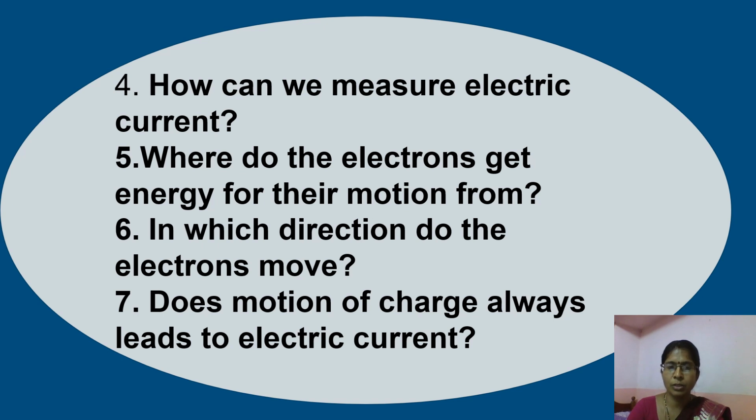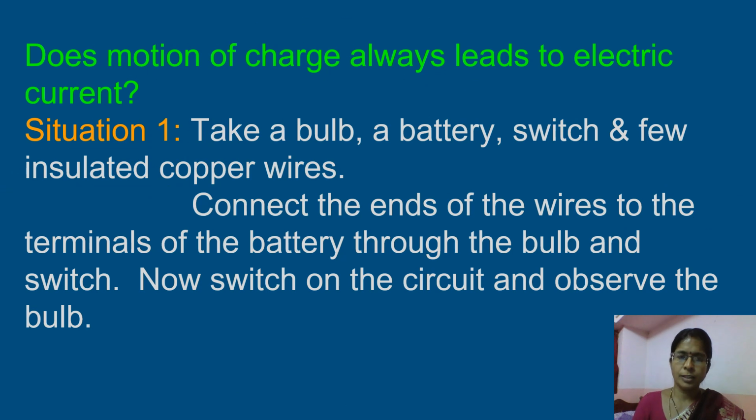So to put an end to this questionnaire, let's get started with the last question, that is, does motion of charge always lead to electric current? You can find the answer for this question when you compare the results of three different situations. The first one, consider a simple electric circuit in which bulb and battery are connected through a switch and insulated copper wires. Switch is optional. So here, when the bulb and battery are connected through the copper wires, switch on the bulb. You can observe that the bulb glows.